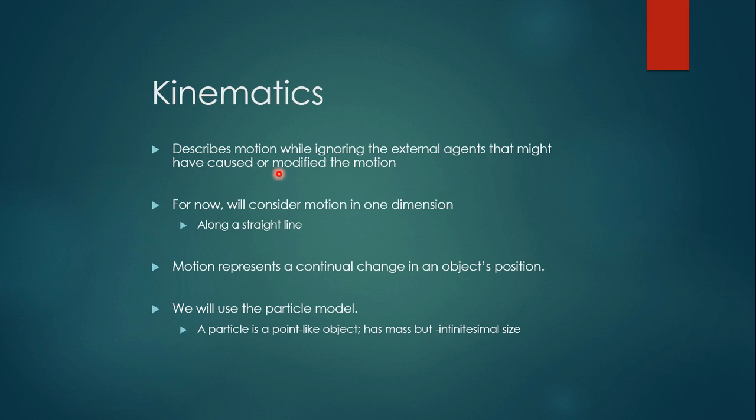So motion means a continuous change in an object's position, and we'll be using the particle model. So we'll be considering all everyday objects as point masses. So we'll ignore their dimensions, we'll consider them to be point masses having mass, but very small size. This can be done only because the size of the object is very small as compared to the distance traveled by the object.